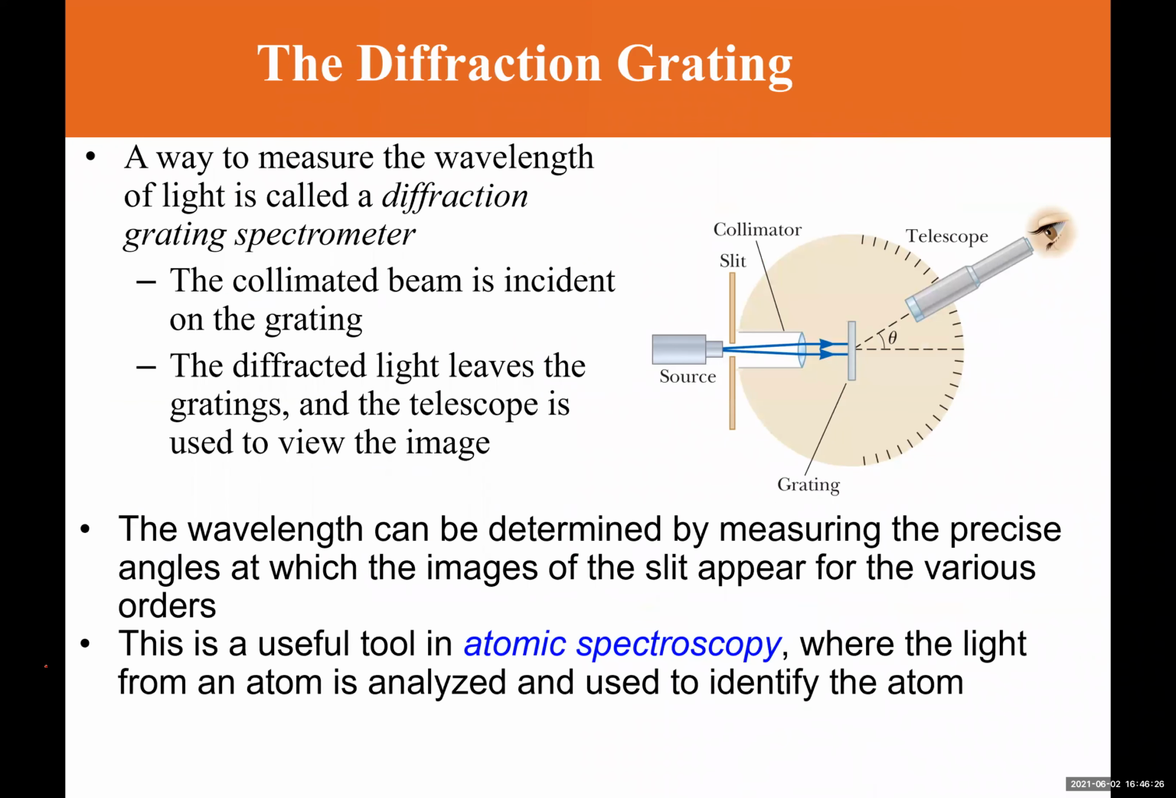All right, so generally, diffraction grating has very useful applications. One of the things we can do is measure the wavelength of light with a diffraction grating spectrometer. The collimated beam is incident on the grating, the diffracted light leaves the grating, and the telescope is used to view the image. We can use this to look at the light coming from a distant star and get information about it.